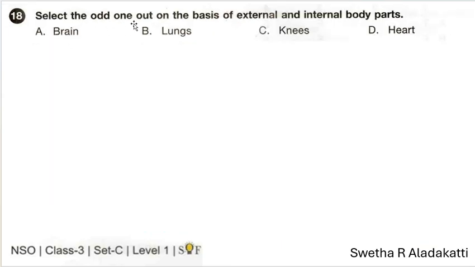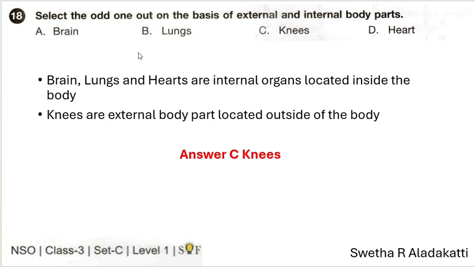18. Select the odd one out on the basis of external and internal body parts. Brain, lungs, knees, heart. Let's see the answer. Lungs and heart are internal organs located inside the body. Knees are an external body part located outside the body. So the answer is option C, knees.